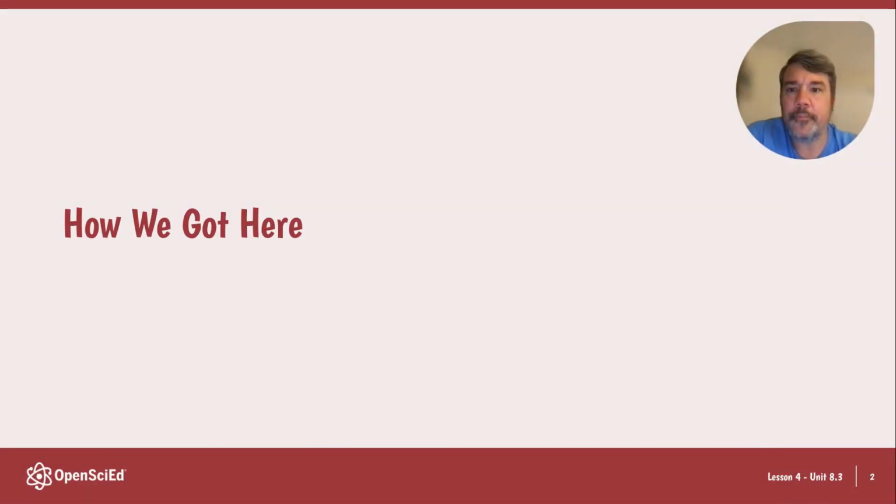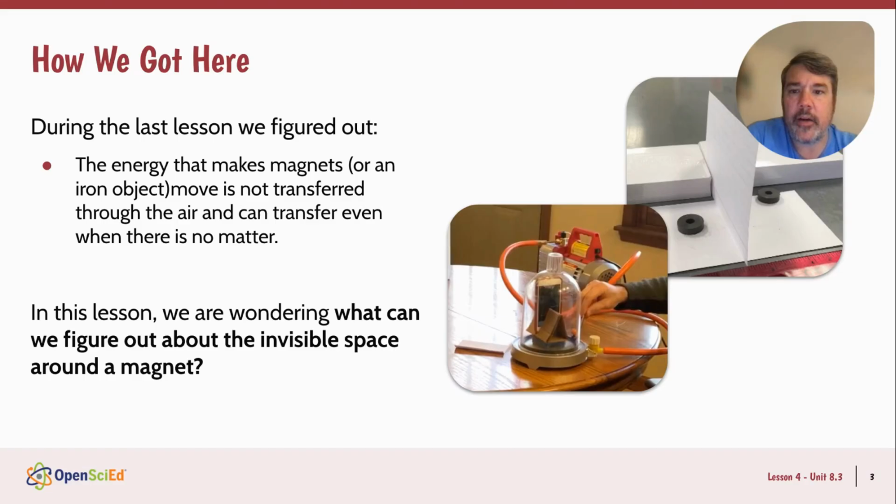So let's dig in. All right, let's remind ourselves how we got here. We're coming off of lesson 3. Lesson 3 was a short investigation to figure out that the air has nothing to do with the way that magnets can transfer energy. In fact, it works when there's no matter. We saw it work in the vacuum. So in this lesson, we're asking, well, what's happening in that space? We need to figure out more about that. And so that's what we do.